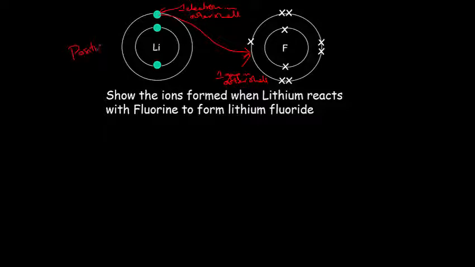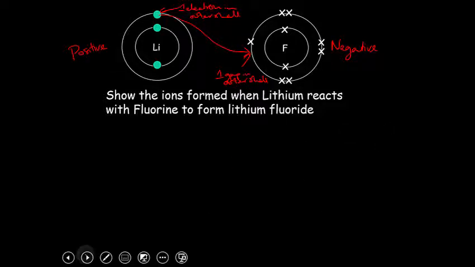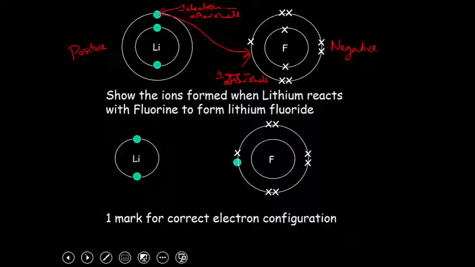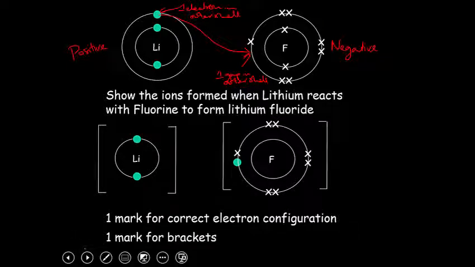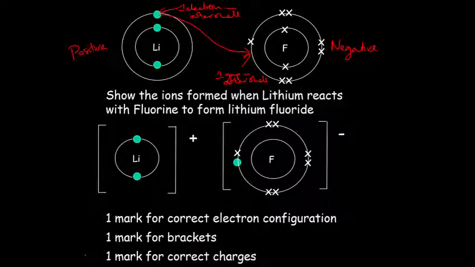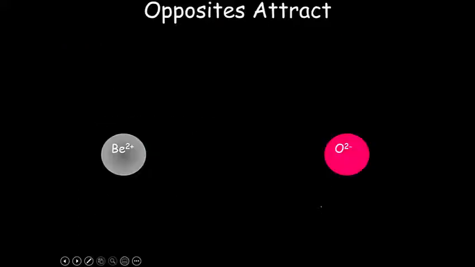Now, because the lithium loses an electron, that leaves it positively charged, and the fluorine gains an electron, so it becomes a negative ion. Those two can then attract to each other using the electrostatic force, and that's what makes the ionic bond. So when you're drawing this out, you get 1 mark for moving the electron across properly. Second mark is for putting it in square brackets, and the third mark is for showing the correct charges. So lithium as a plus and fluorine as a minus.